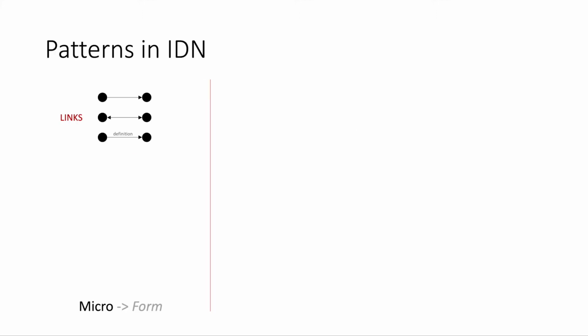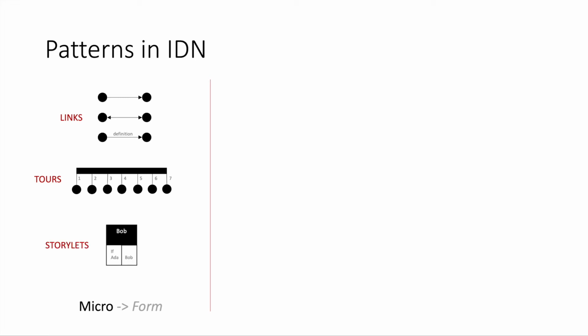So in terms of the patterns, the chapter identifies broadly three different types of patterns. The first set is micro patterns. These are very small structures that act as the building blocks of our IDNs. The most obvious example would be links, but you can trace this right back to Vannevar Bush and his idea of tours or trails. And you also might think about more recent structures like storylets.